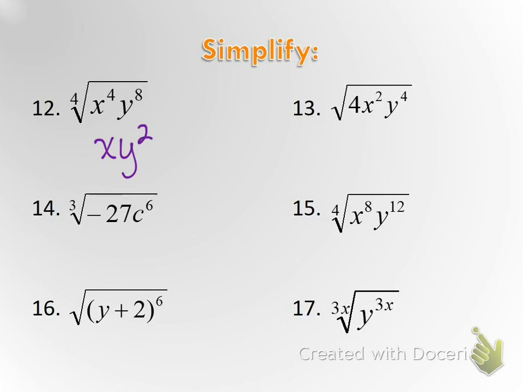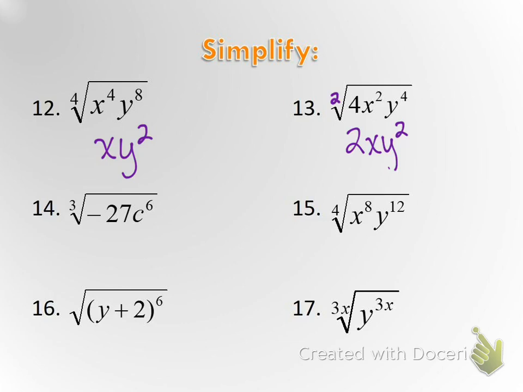All right, who can help me out with 13? Emily? 2 x y squared. Good. We're taking the square root. The square root of 4 is 2. The square root of x squared is x. And the square root of y to the 4th is y squared. Again, if we're taking a square root, we don't usually write the index, but we understand it to be a 2. So you can still do the division rule with your exponents. 2 divided by 2 is 1. 4 divided by 2 is 2.